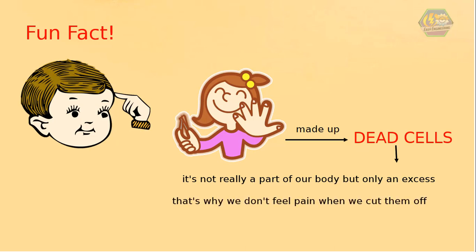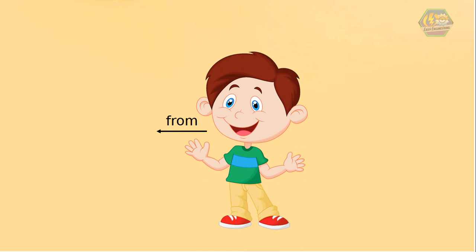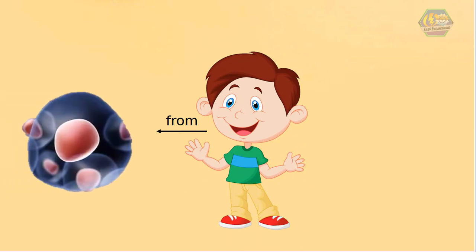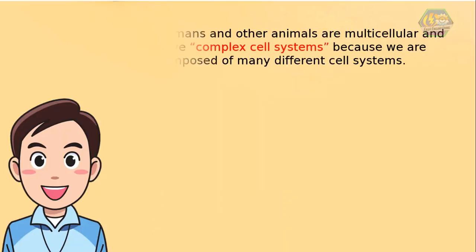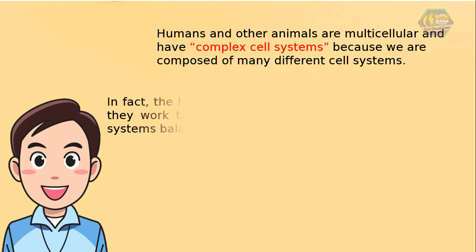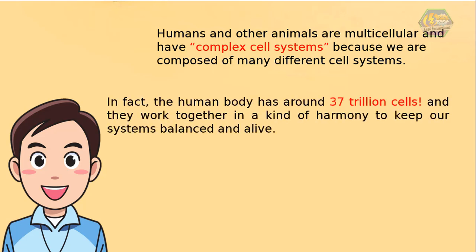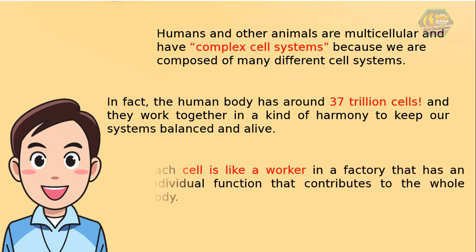Amazing, right? It might be difficult to think of a single cell as a living organism, but we are actually from a single cell. On the other hand, some beings live as a single cell only, like the bacteria. Humans and other animals are multicellular and have complex cell systems because we are composed of many different cell systems. In fact, the human body has around 37 trillion cells, and they work together in a kind of harmony to keep our systems balanced and alive. Each cell is like a worker in a factory that has an individual function that contributes to the whole body.